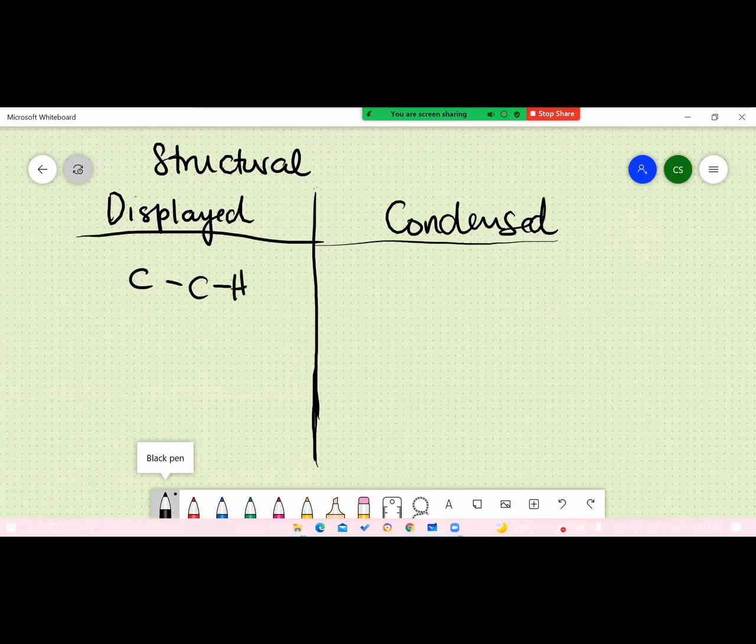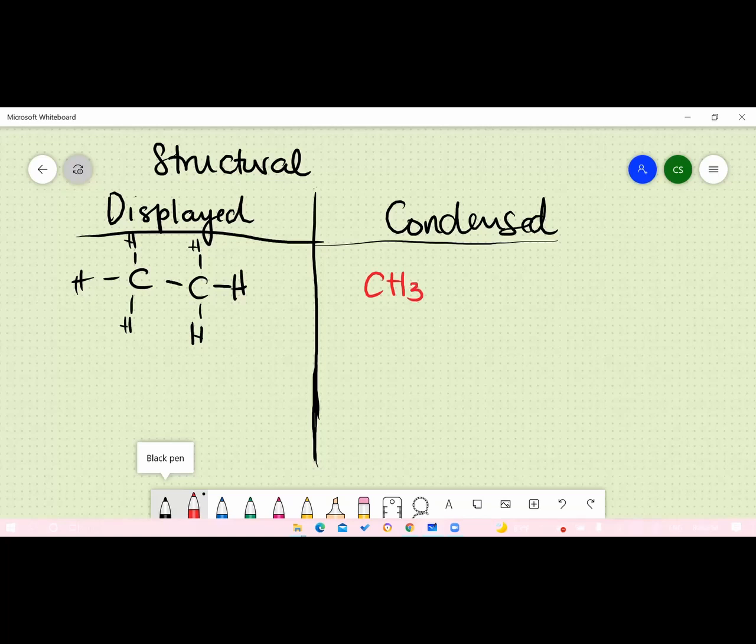So H, H, H, H, H, H. All right, so this is a displayed formula. So you can see the actual bonds, represented by the lines, correct? And let's see. This is what? Ethane? Yes, miss. Alkane with 2 carbons, ethane. No double bonds, all single bonds. It's an alkane, thus it's ethane. All right?